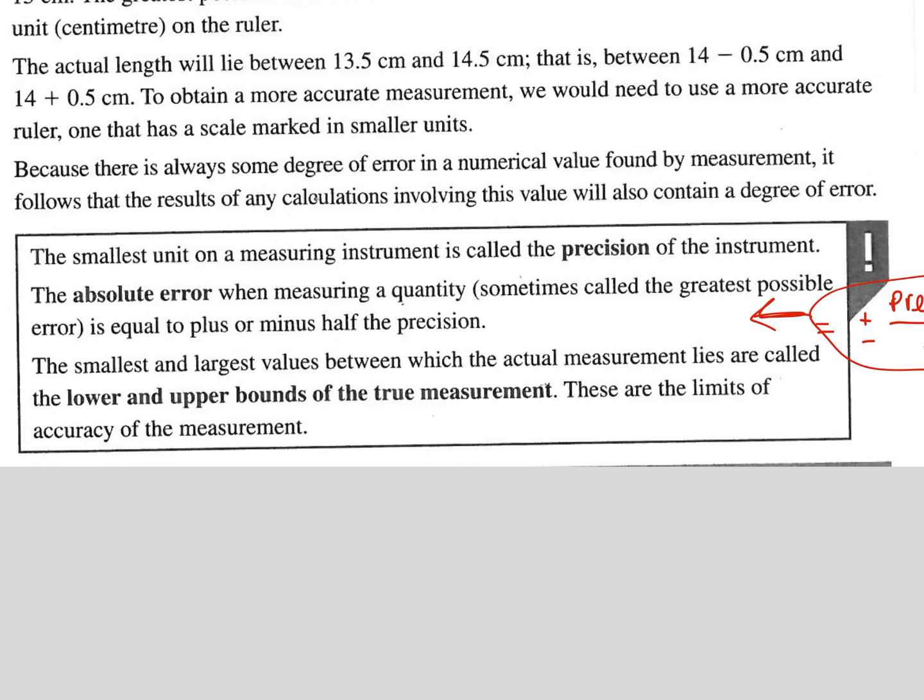So to obtain a more accurate measurement, we would need to use a more accurate ruler, one that has a scale marked in smaller units. Because there is always some degree of error in a numerical value found by measurement, it follows that the results of any calculations involving this value will also contain a degree of error.